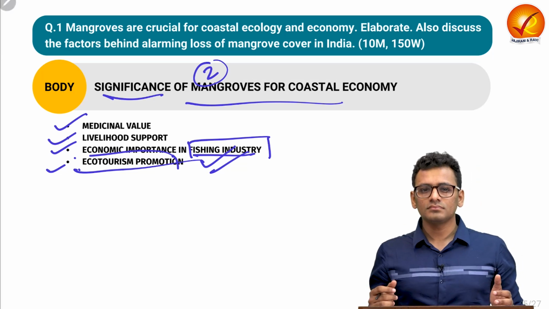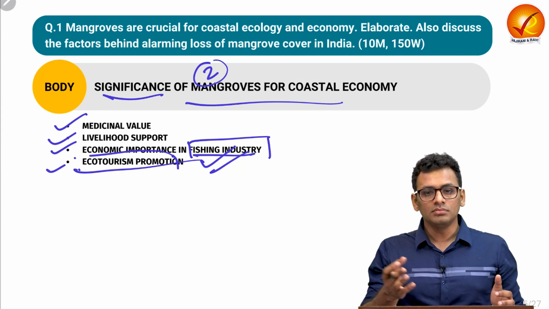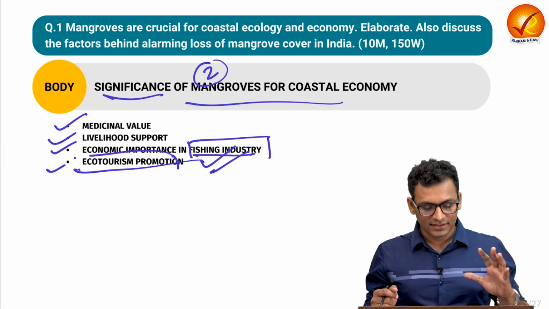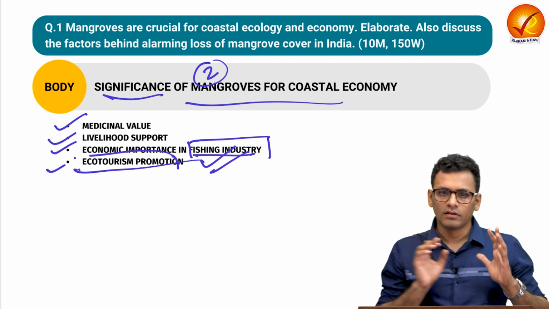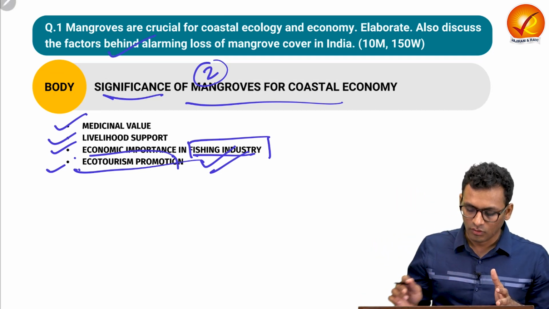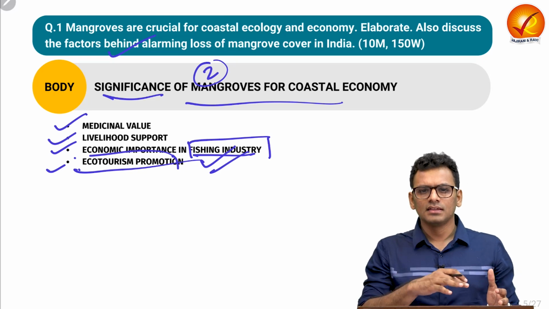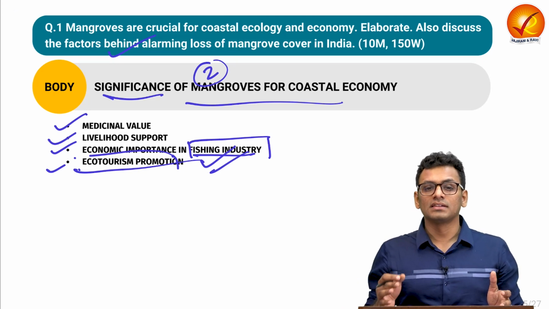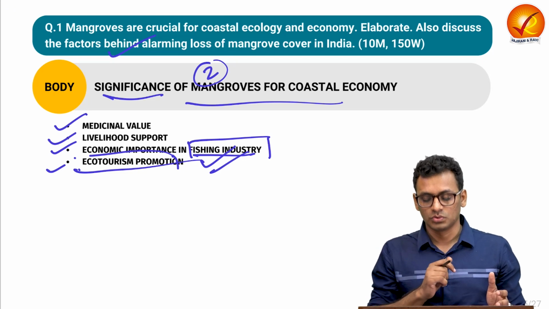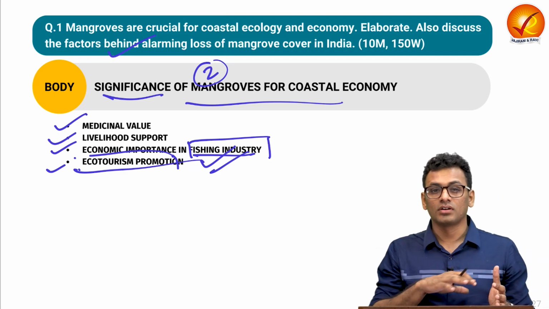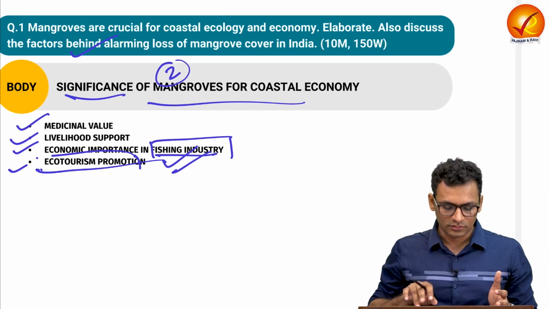Ecotourism is also a beneficial outcome of mangroves. So these are the significance of mangroves. Now let us see the factors behind the alarming loss, because we have seen various reports which talk about how India has witnessed a 40% decline of mangroves in the last century. So for the same, we will understand what are the factors behind such kind of loss.